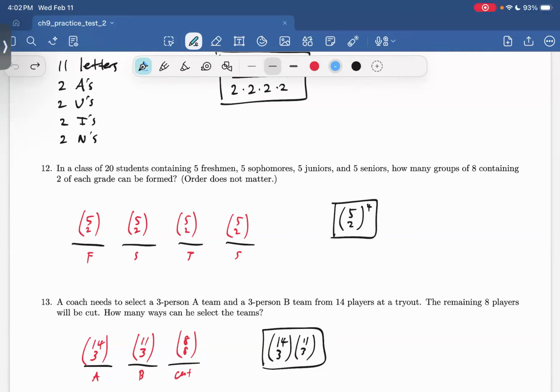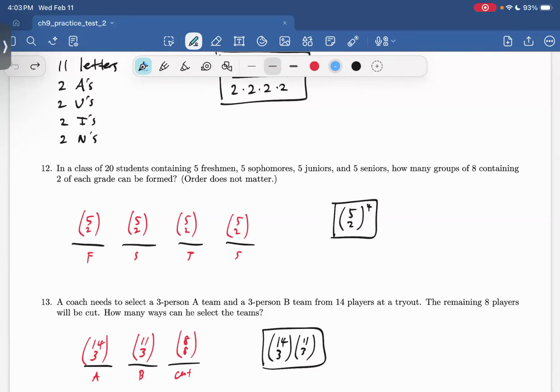And then the same goes for the other ones. We're going to have 5 sophomores, and we want to choose 2 of them. 5 juniors, choosing 2 of them, and 5 seniors, out of which I want to choose 2. So in total, you can think of each bucket as each class. I'm going to have 5 choose 2 choices for every single class, which means that in total, I'll have 5 choose 2 to the 4th power.